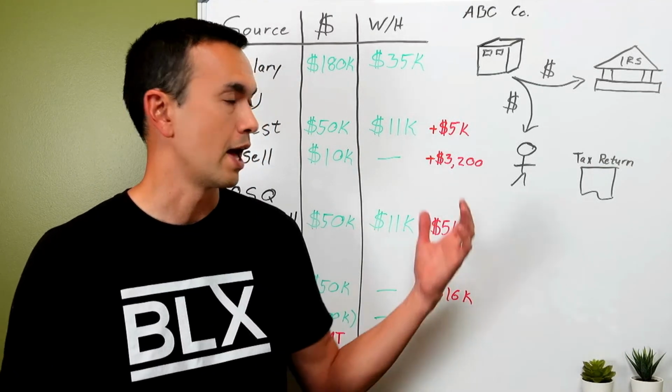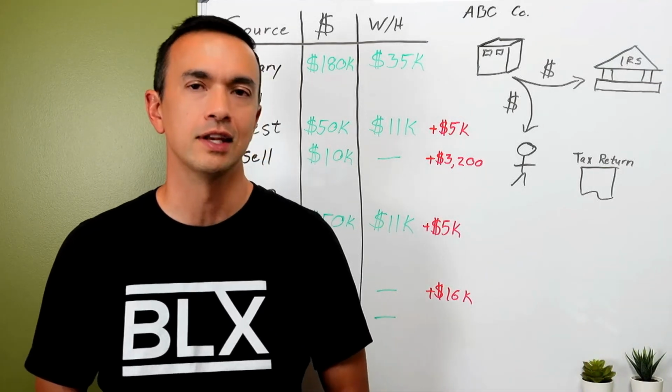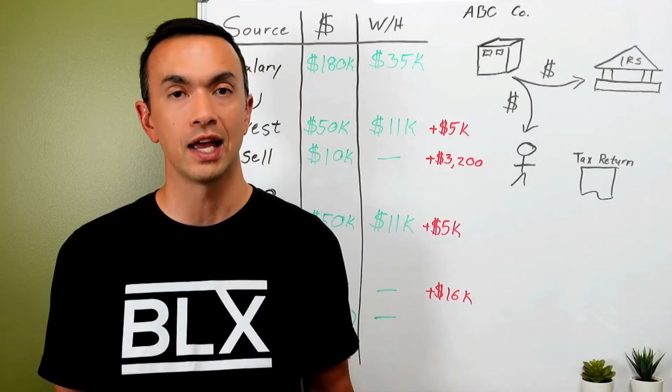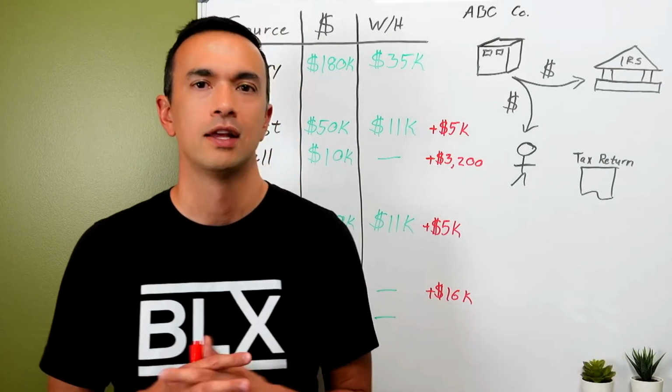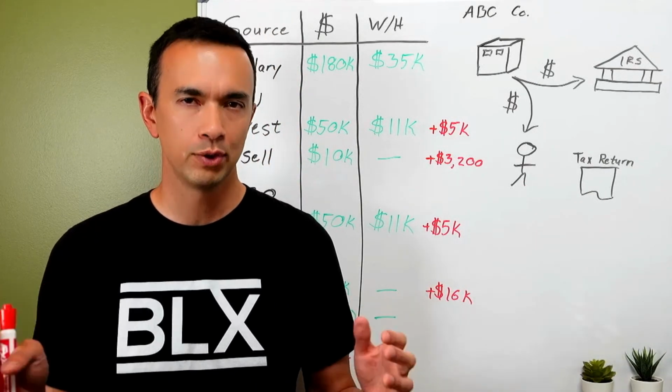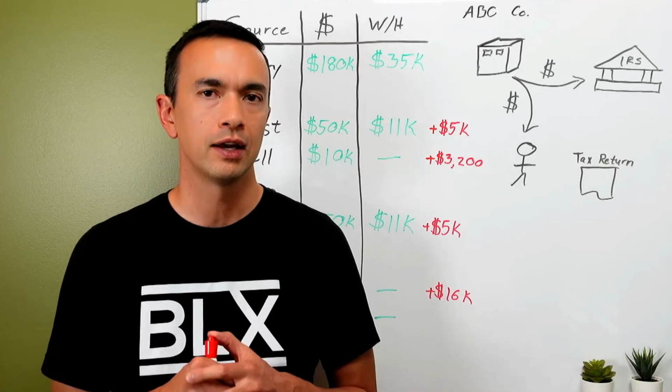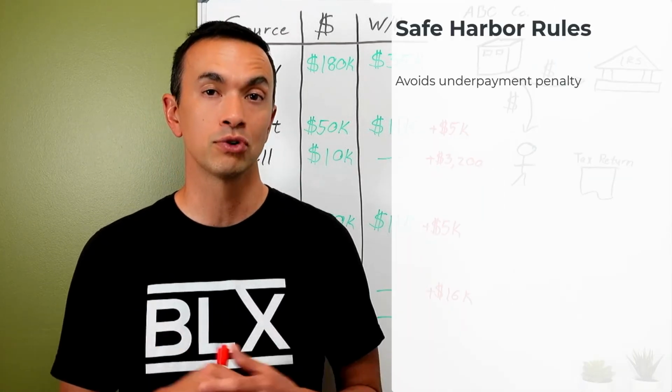Now we know how much we owe for taxes, then the next question is, when do I actually have to pay these taxes so that I can avoid getting this extra penalty? And that is based on a few different things, and the first thing that you want to look at are something called safe harbor rules.